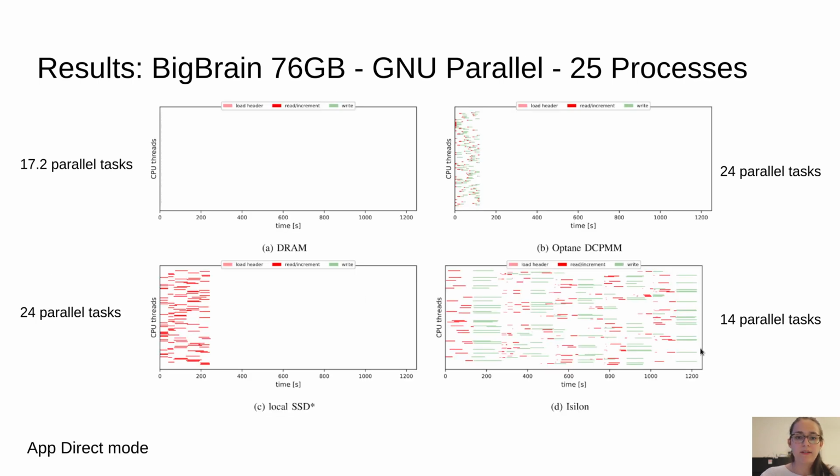And then when we looked at the Gantt charts for each different storage, we noticed that the average concurrency on the SSD and on Optane was the highest, followed by DRAM, which had 17.2 parallel tasks and finished very rapidly, and Lustre, which was the slowest and had 14 parallel tasks on average. And we can see that it's because the tasks were very much distributed.